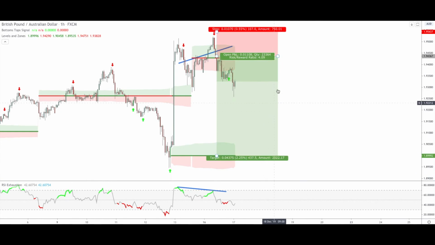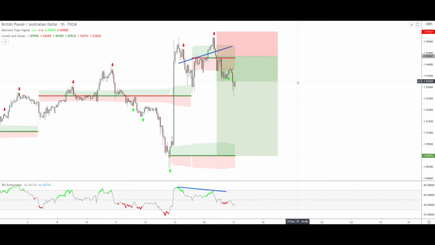So a quick update for you guys. This support as expected turned out to be now a resistance, and the price moved lower.